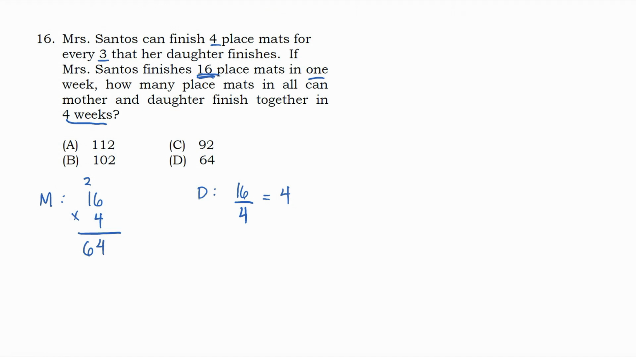Which is equal to, for every 4, diba, meron natatapos na 3. So, 4 times 3 is equal to 12. Ibig sabihin yan yung natapos na placemat in 1 week ng daughter niya. Tapos, imumultiply natin 12 times 4. In 4 weeks yung kinukuha kasi.